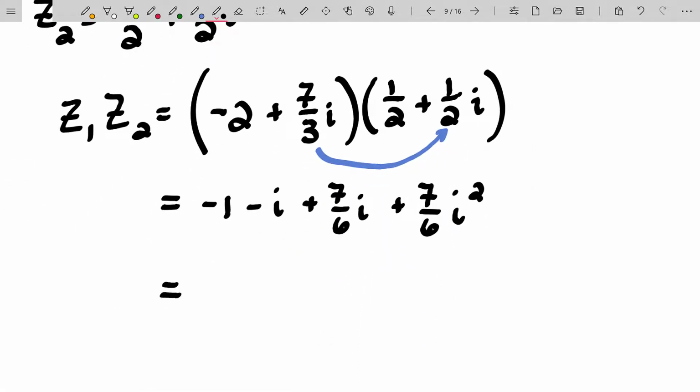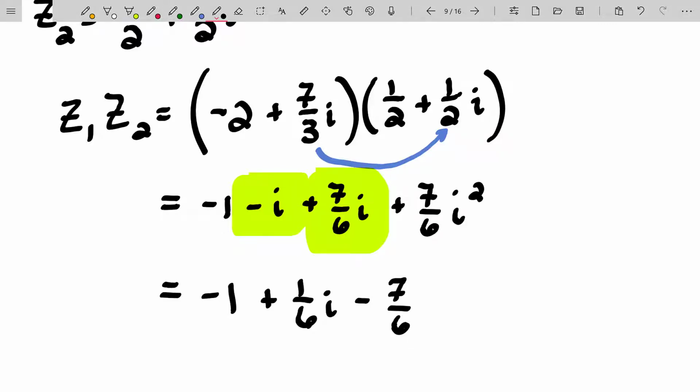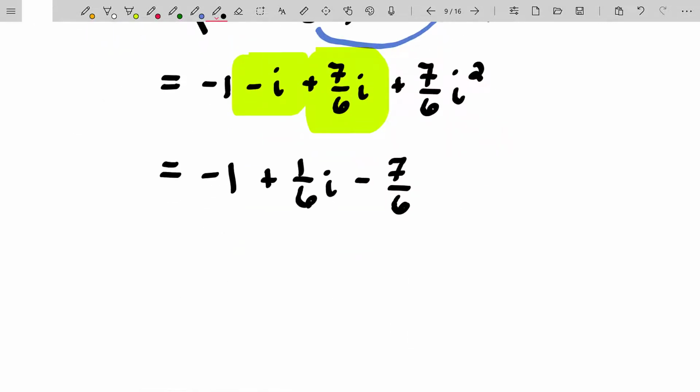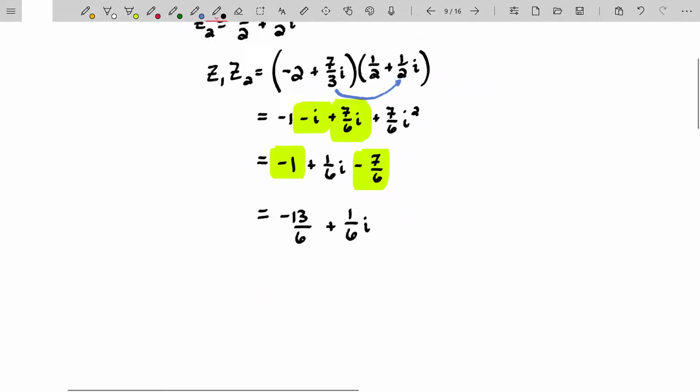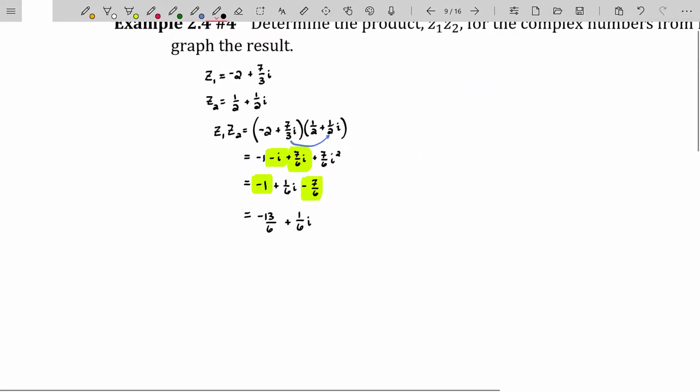So this will become -1. The -i plus 7/6 i, well, -i is -6/6 i plus 7/6 i is 1/6 i. And then minus, because i squared is -1, 7/6. We can do one last little manipulation here. -1 minus 7/6. Well, -1 is -6/6, -7/6 on top of that would be -13/6. That is the product of z1 and z2.